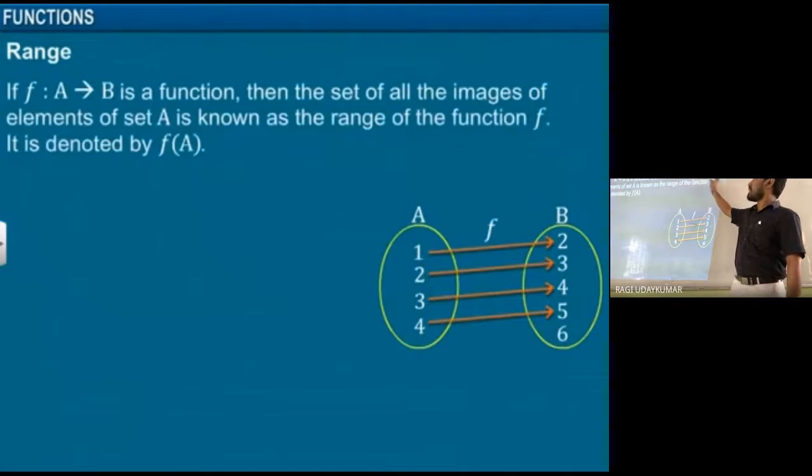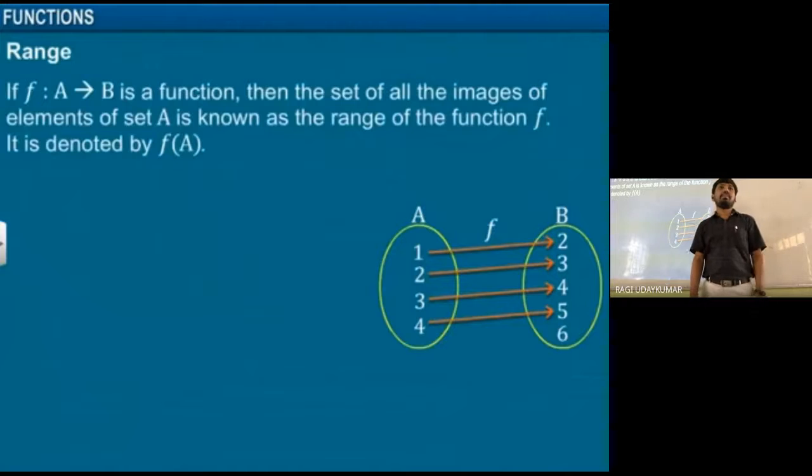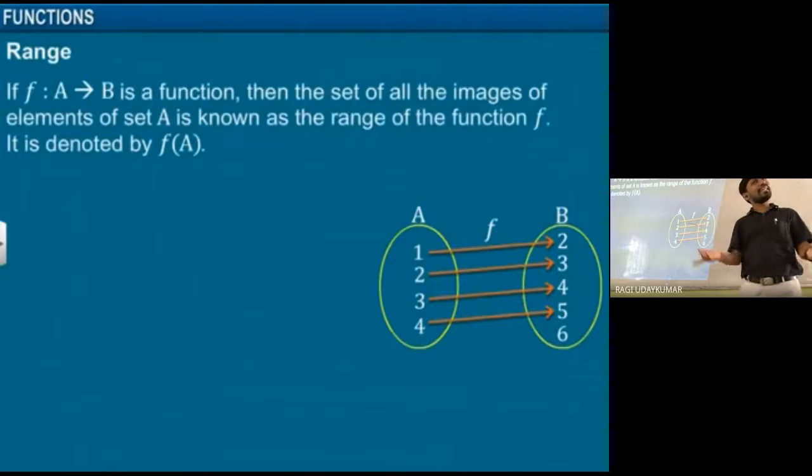Then the set of all the images of the elements of set A is known as the range of the function f. It is denoted by f of capital A. Set of all the images. First set का images क्या है? इसका image क्या है 2, इसका image क्या है 2, इसका image क्या है 2. This is called range in a relation also, same.